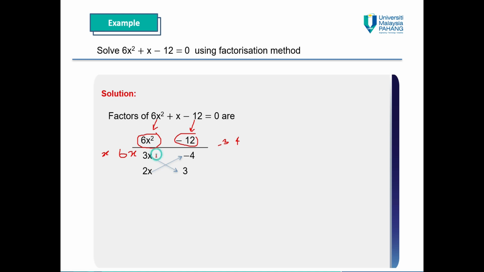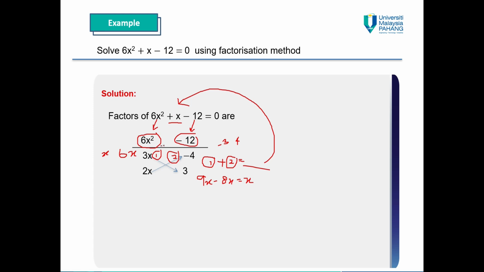Make sure that the first multiplication plus the second multiplication must be equal to the second term of your equation, must be equal to the positive x. So in this case, 3x times 3 is 9x, plus minus 4 times 2x, so 9x minus 8x, equal to x.